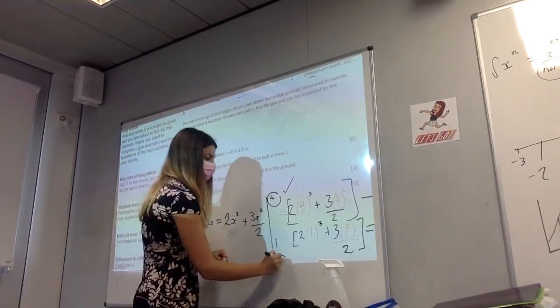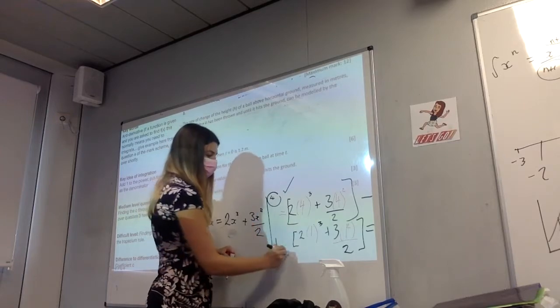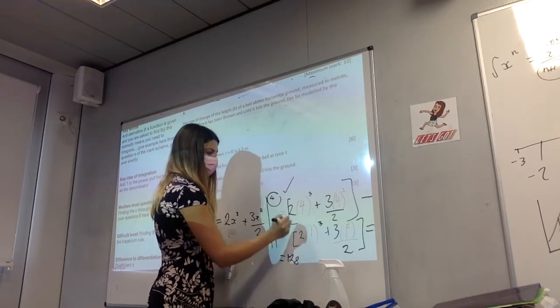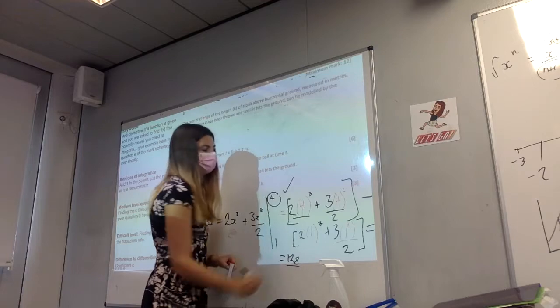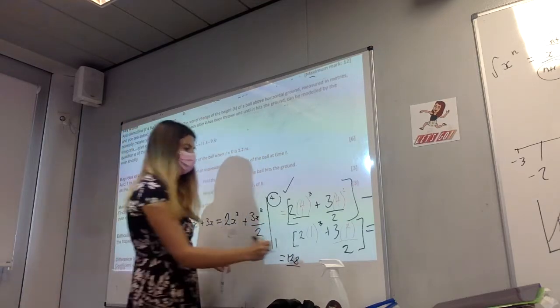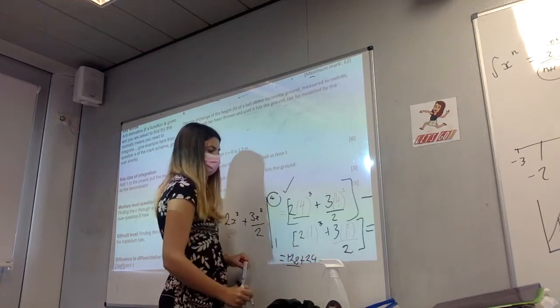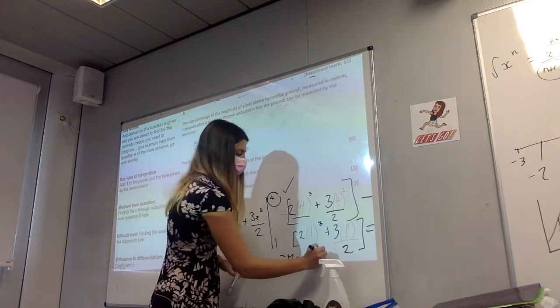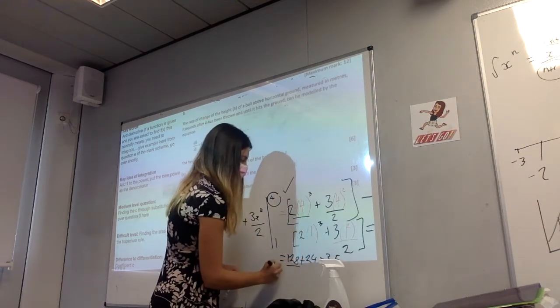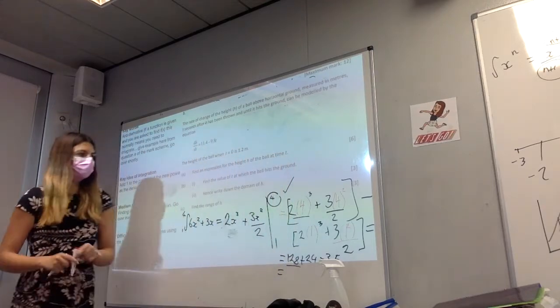128. Then I would just whack this into the calculator. This one's a bit complicated. 48 over 24. Good at mental maths. 2 plus 3 over 2, 1.5, 3.5, minus 3.5. And then you get an answer at the bottom.